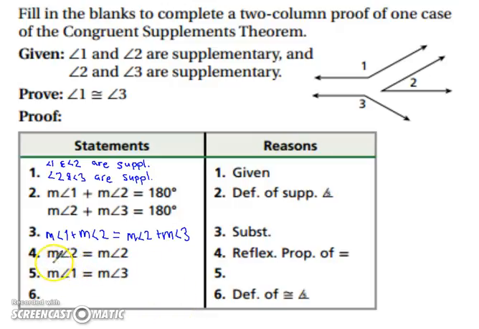Okay, so now we need to simplify that one step further. We have the measure of angle 2 equals the measure of angle 2. I know it might sound a little ridiculous, but it's important to have it there. Now you can use the subtraction property, and you can subtract that measure of angle 2 from both sides. So the subtraction property of equality. And then the last statement is always what you're trying to prove. And you use the definition of congruent angles to get you there.